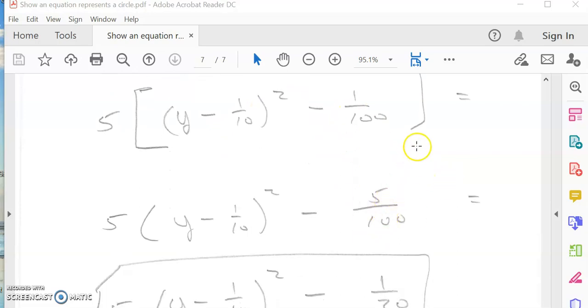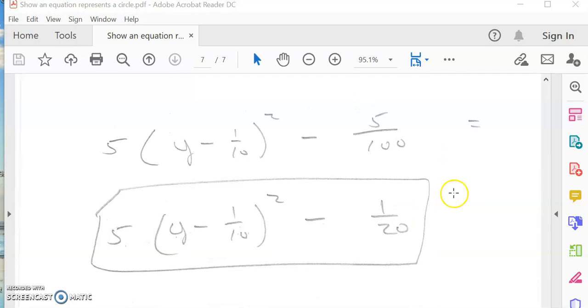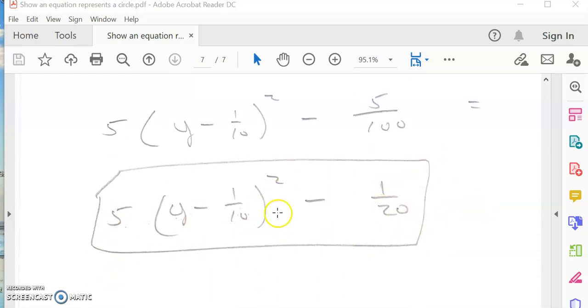All right, so now I play the same trick. I multiply 5 times this first term. There it is. 5 times a -1/100th. So that's 5 over 100. 5 over 100 is 1 over 20. So there it is. That's the final result that I wanted.